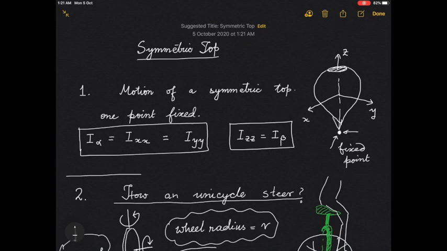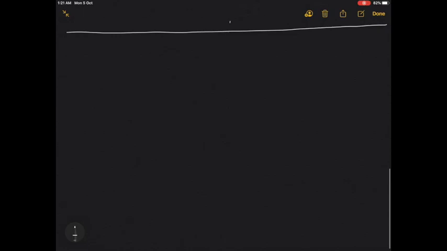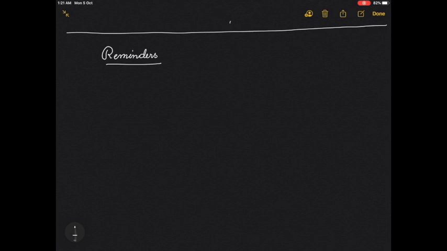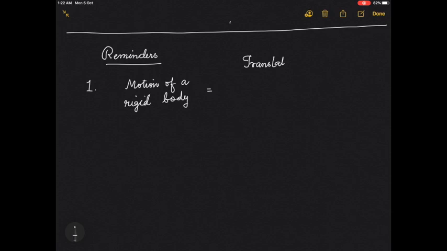Okay, so let us discuss the motion of the symmetric top. Now, even before we start that, I would like to remind you a few things. First of all, let me remind you of Chasles' theorem, which basically told you that motion of a rigid body is translation of a point, preferably in the body, most of the time we take as center of mass, but we may not also, plus rotation about that point.